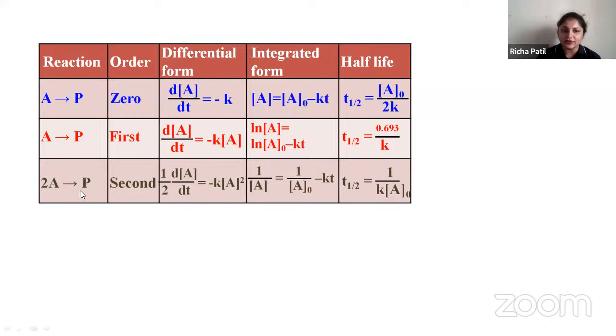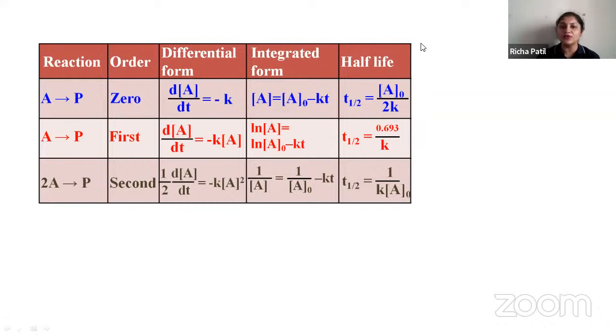Then for second order, 2A giving you the product P. Then the differential form is half of d of concentration of A by dt is equal to minus K A raised to 2. The concentration is raised to 2 because the order is 2. Then the integrated form is 1 by concentration of A equals 1 by A naught plus Kt. Then t half is equal to 1 by K into A naught. Okay, this is the half-life.